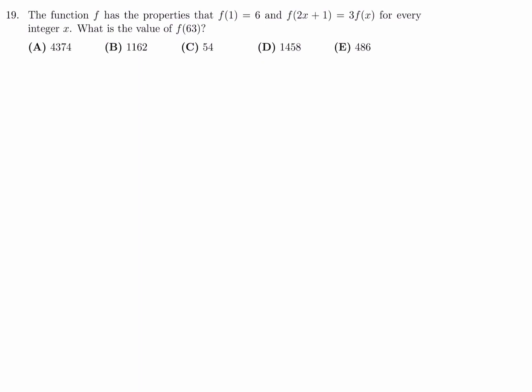The function f has the properties that f at 1 is 6 and f at 2x plus 1 is 3 times f at x for every integer x. What is the value of f at 63? F at 63. Well, let's go backwards here.